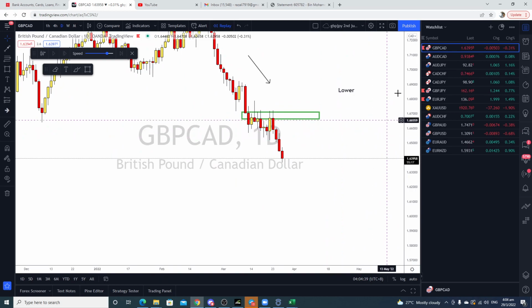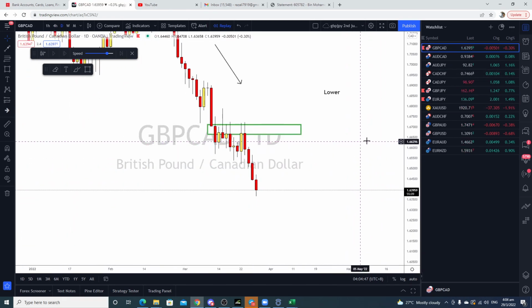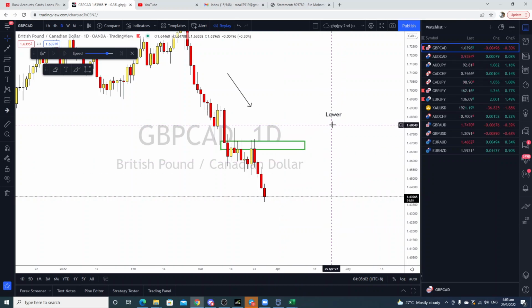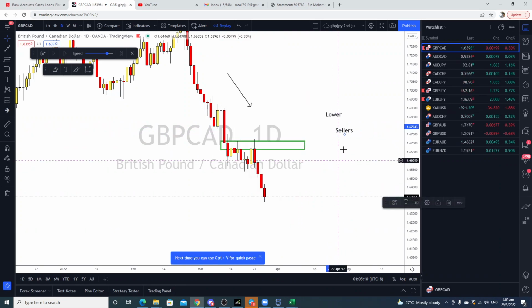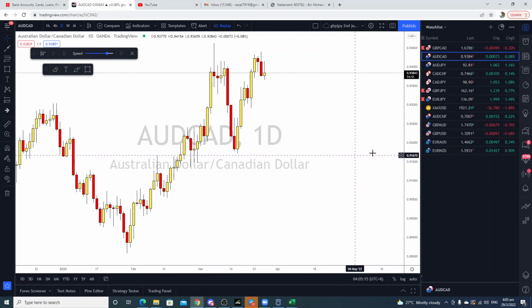Then number 4 is who's in control of the price? Sellers, of course. Sellers are still in control of this. So that means if you want to buy from here, don't. Don't look for any buy from here. You should look for a sell. So I'm just going to put sellers in this case. Lower prices, sellers in control. That's it, pound cad.